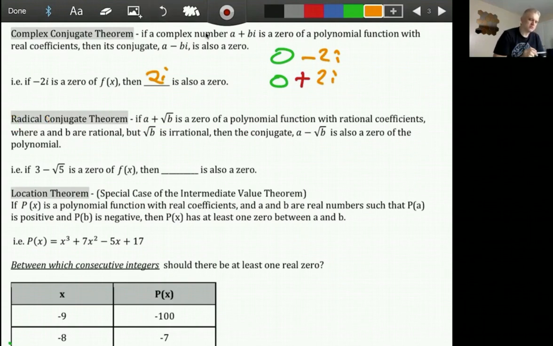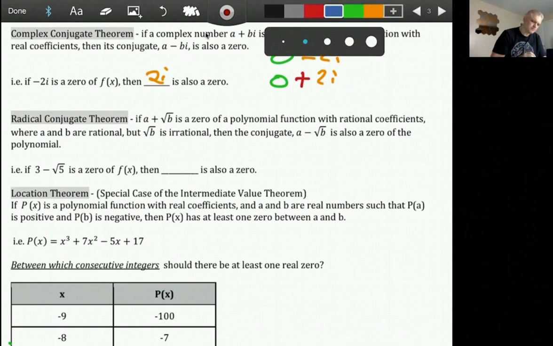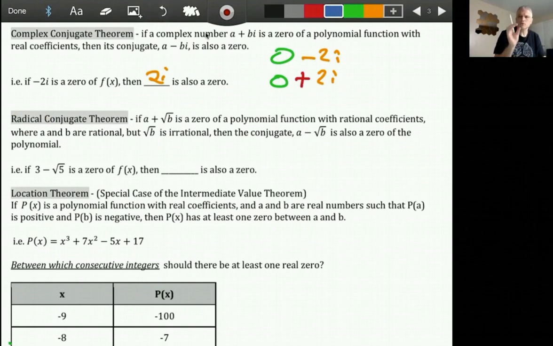One other thing always comes in pairs. Those radicals. No, we're not getting political right now. Radicals, square roots. If a plus root b is a 0, then just like before with the complex numbers, all you do is change the sign in between the two terms. That gives you a conjugate. So a minus root b is the conjugate of a plus root b. And if one of them is a 0, the other one is also a 0, because radical zeros come in pairs. Again, not calling anybody radical, just saying that's the radical conjugate theorem.